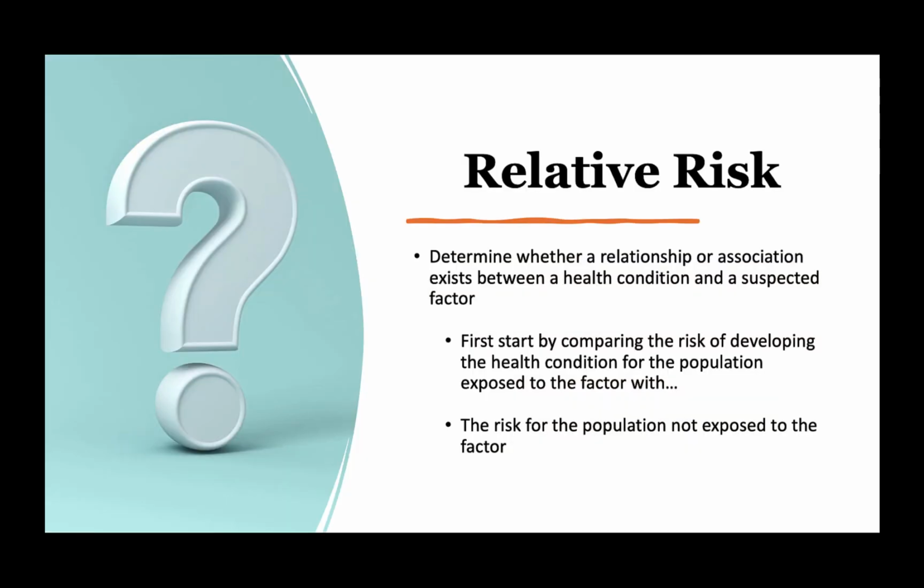And let's talk about relative risk. Determining whether a relationship or association exists between a health condition and a suspected factor. The best way that I can describe this, and it comes from my background, is to talk about the risk of stroke in African Americans. In 100,000 people in the Caucasian population, 5.1% will die from an ischemic stroke event. Compare that to the African American population, where per 100,000 people, 16.9% of African Americans pass from an ischemic stroke event. So the relative risk is clearly different, and it is increased depending on your race.